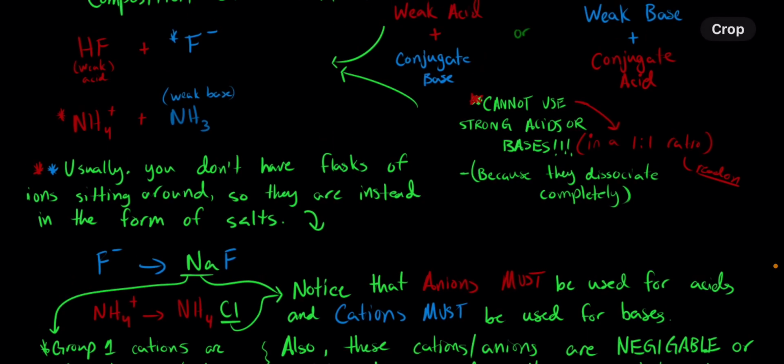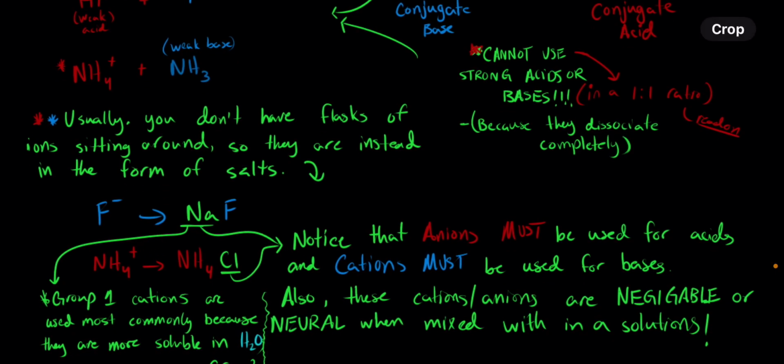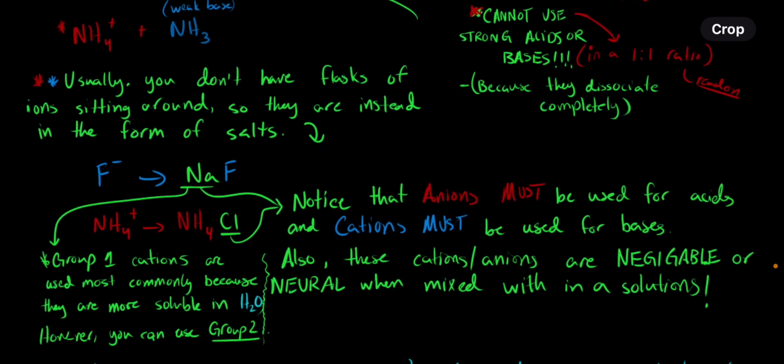Also, the conjugate base or the anion that you have is usually going to be paired up with a salt, right? Because you can't really find anions or ions just sitting around. You have to pair them up with something to make them neutral, or at least make the charge neutral. That's what I'm trying to say. So that's very important.